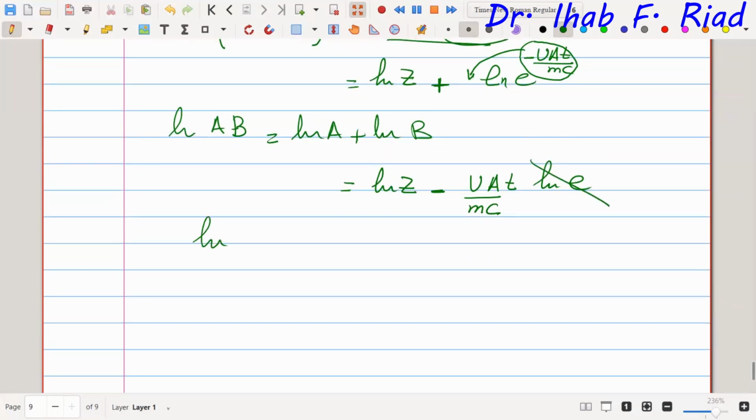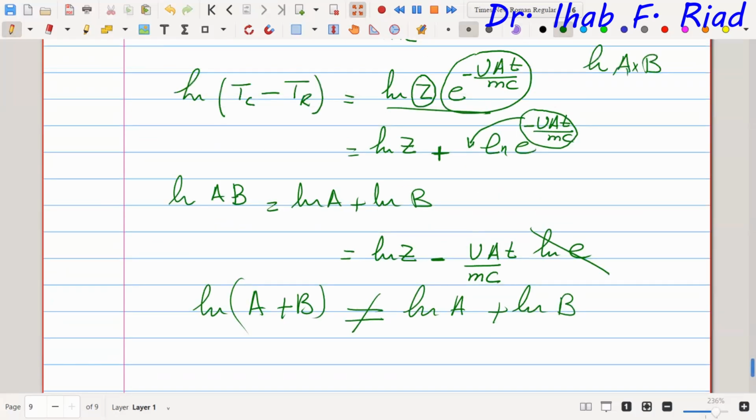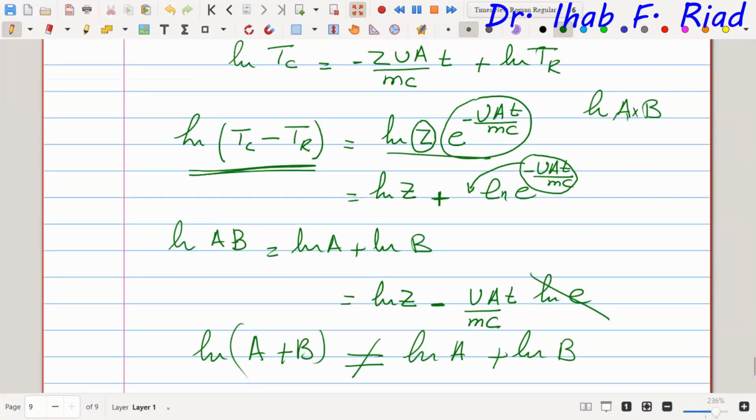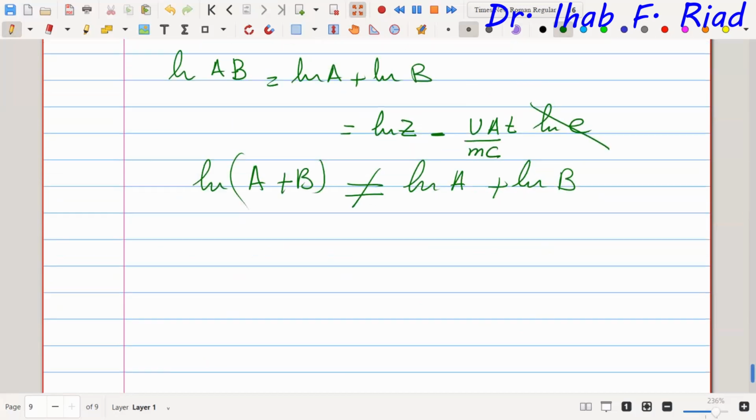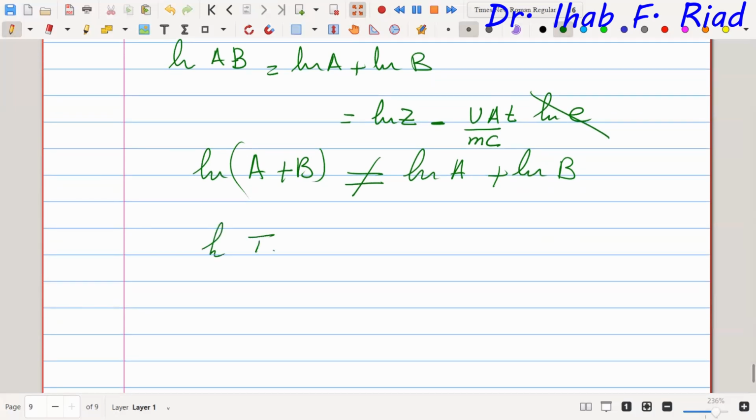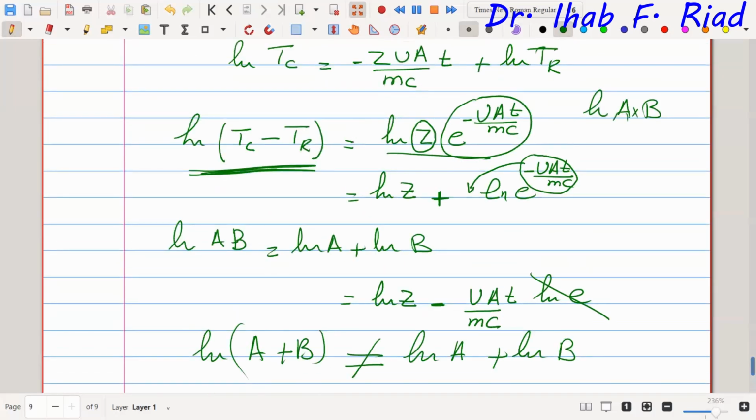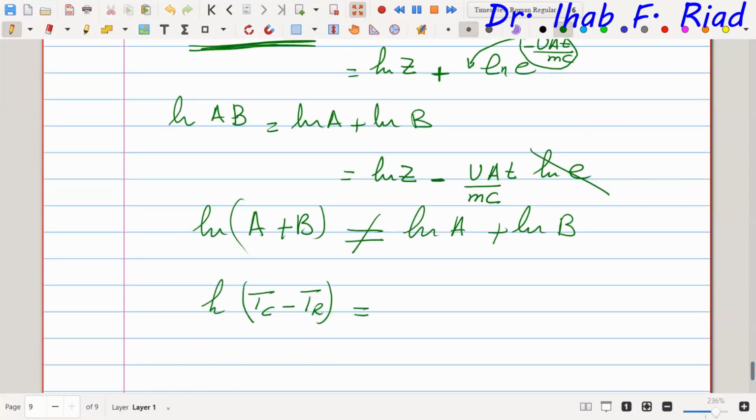For ln of A plus B, ln of A plus B is not equal to ln A plus ln B. It is not. So we cannot actually separate TC from TR in here. Then we are going to leave it as it is. But Mister, I separated them before I applied the ln. Okay, it is going to be even worse. I'm going to show you why you cannot do that.